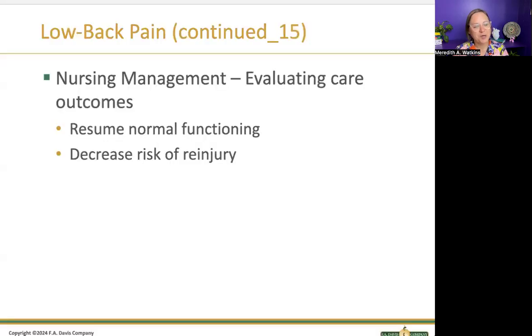And finally, how do we know if it all worked? How do we know if we can evaluate our care and if it was good enough? Well, the patient should be able to resume normal functioning, and the patient should be able to reduce the risk of re-injury as they strengthen those core muscles and learn proper body mechanics to keep those injuries from happening in the future. And that's going to wrap it up for our lesson on back pain.